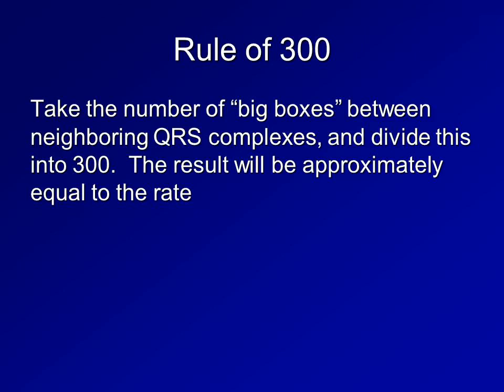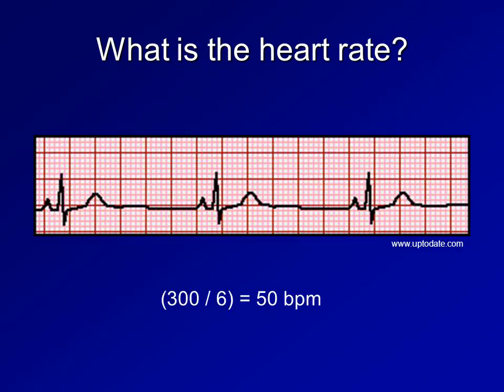Rule of 300. Take the number of big boxes between neighboring QRS complexes, and divide this into 300. The result will be approximately equal to the rate. What is the heart rate?